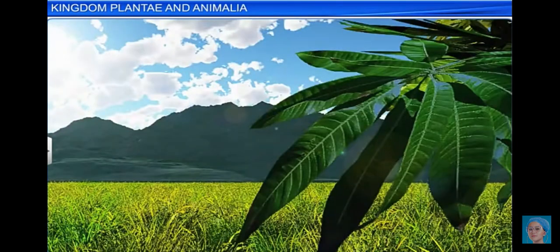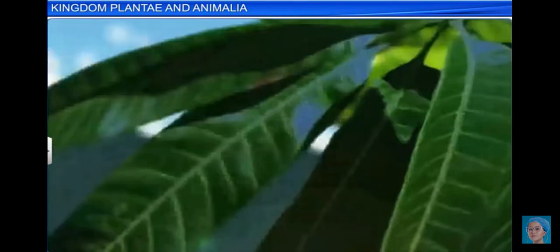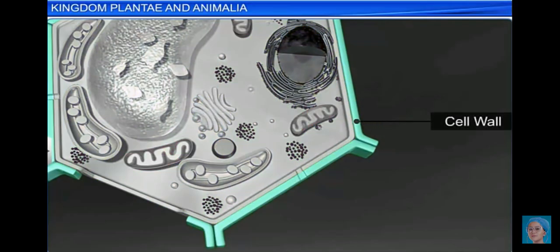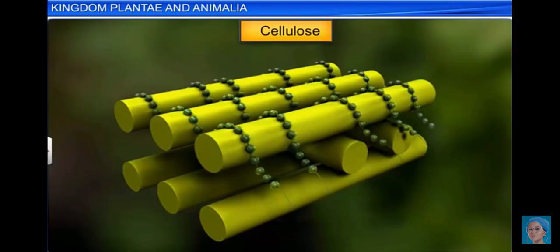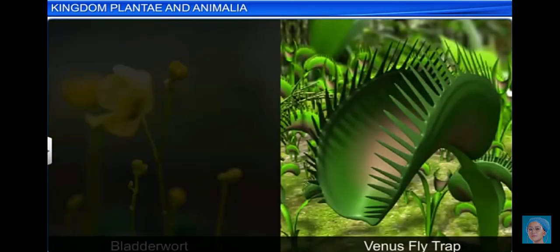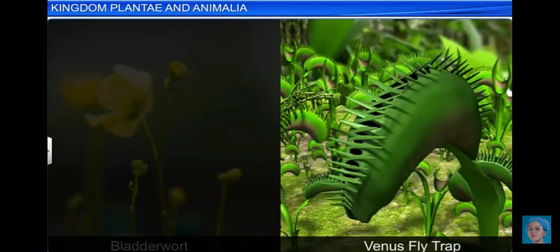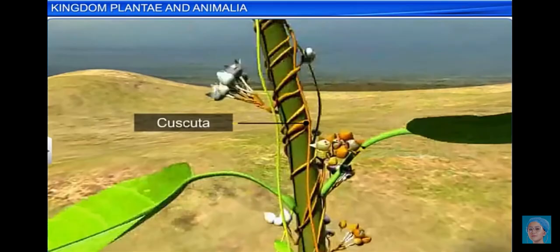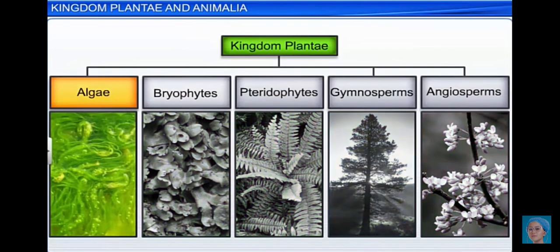All eukaryotic, chlorophyll-containing organisms, that is, plants, fall under kingdom Plantae. Plant cells are characterized by the presence of a cell wall, which is made up of cellulose. While most plants are autotrophs, some plants such as bladderwort and Venus flytrap are also insectivorous. Some of them, such as Cuscuta, are also parasites. Kingdom Plantae also includes algae, bryophytes, pteridophytes, gymnosperms, and angiosperms.